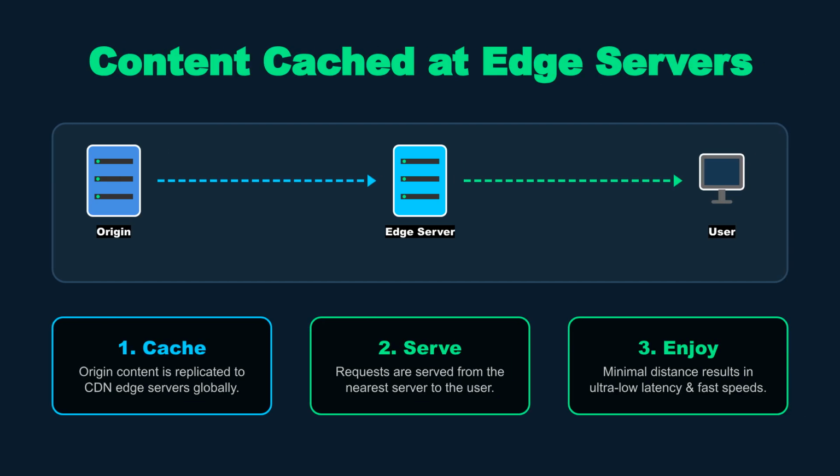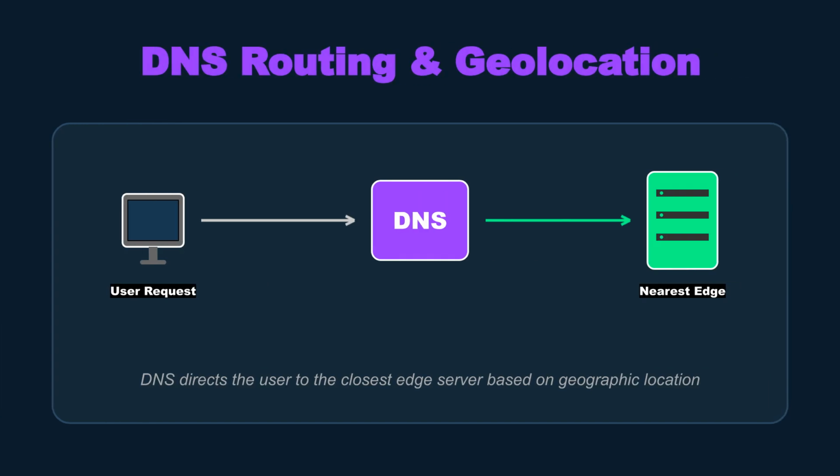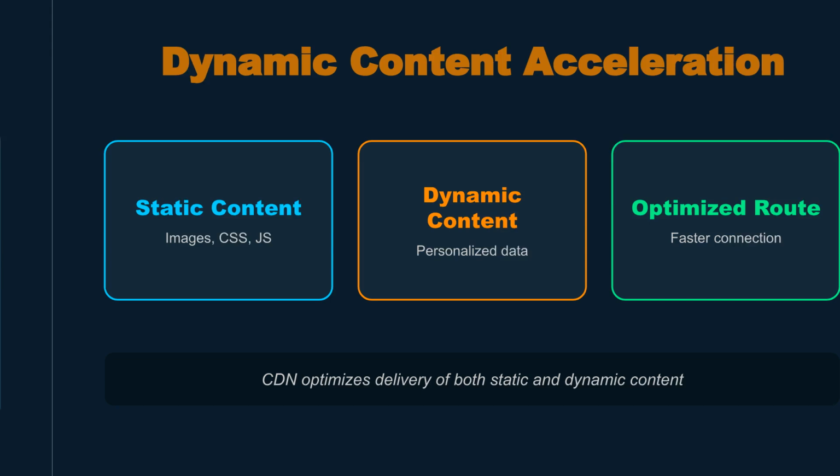The CDN process involves 3 steps. First, origin content is cached or replicated to global edge servers. Second, user requests are served from the nearest edge server. Third, the user enjoys ultra-low latency and fast speeds. DNS routing and geolocation are key. When a user makes a request, DNS directs them to the closest edge server based on their geographic location, ensuring the fastest path for content delivery.